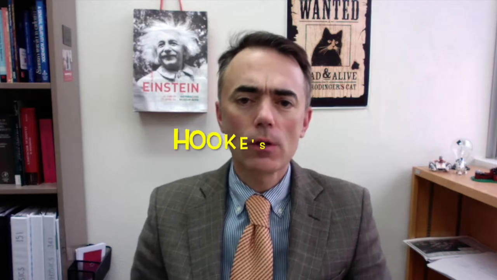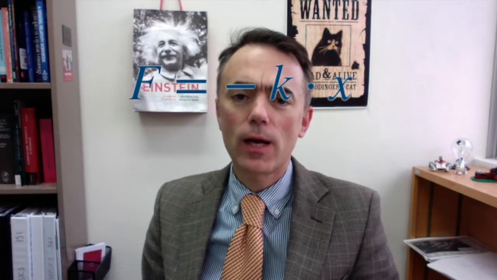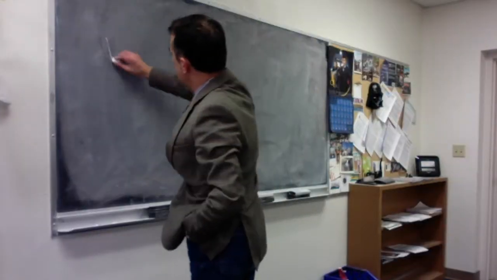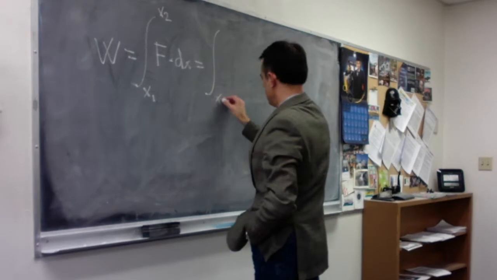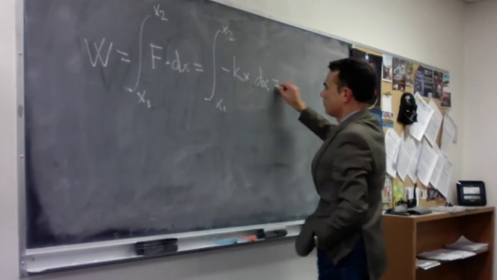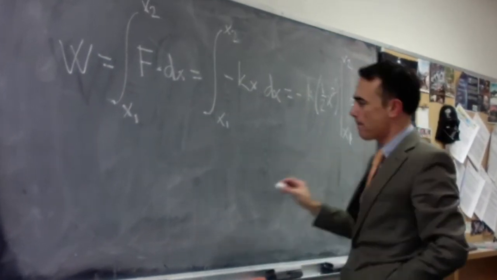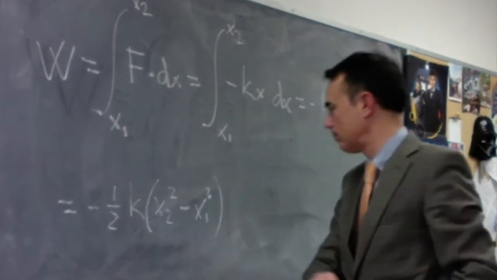Let's consider Hooke's law for a spring. Let's calculate the work done to stretch a spring from its initial position to any certain final elongation. The force is minus k times x. This is a one-dimensional motion which we integrate from x initial to x final. The integral is 1/2 of k times x squared, evaluated between the initial and final positions.